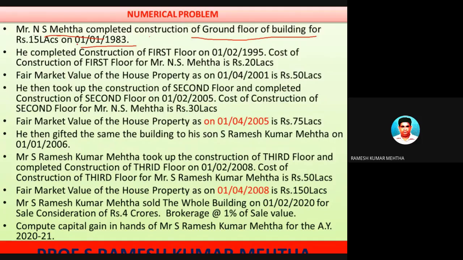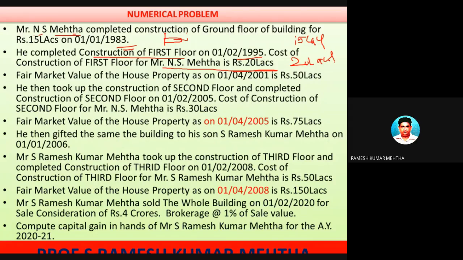1/1/1983 by spending ₹15 lakhs. He built the ground floor. When? 1/1/1983, by spending 15 lakh rupees. So this first point is over. Hope you have understood the first point. Second point: completed construction of the first floor. After the ground floor was constructed in 1983, on 1st February 1995, N.S. Mehta constructed the first floor on this ground floor also. And what is the cost incurred? 20 lakh rupees. So so far, how much cost is incurred? 15 lakhs and 20 lakhs.